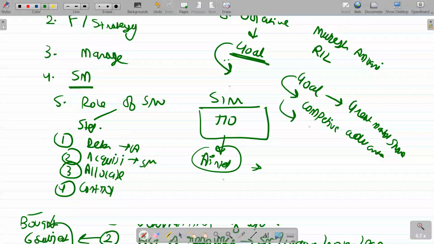Second thing, the overall objective of strategic management is that it should guide the company so that it can survive in all situations.